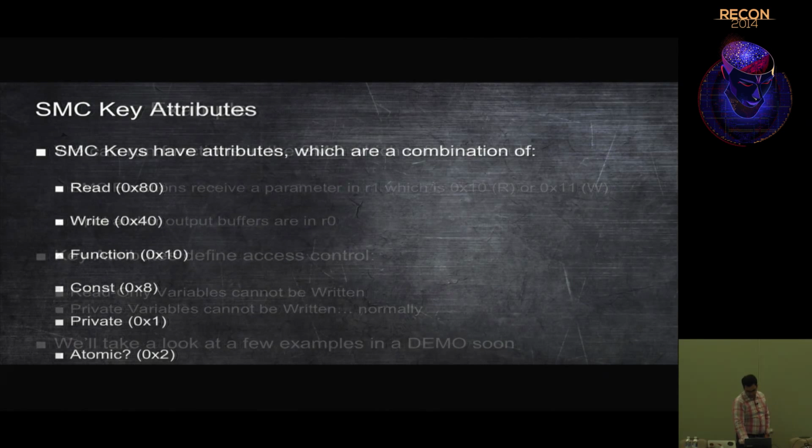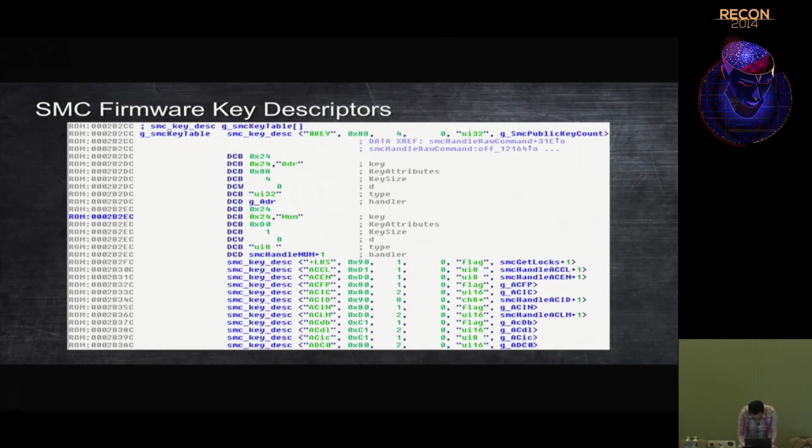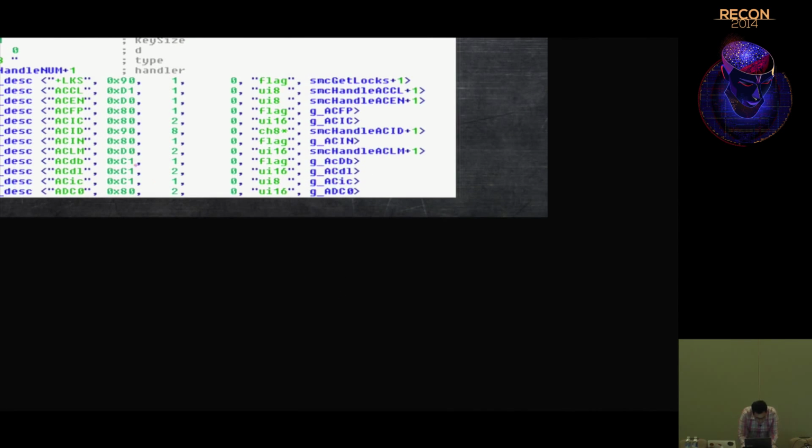Private is 1. So anything in the table that had 1 set, and I don't know if I have an example. Yep, there we go. So, for example, these keys over here have value 1 set in them, which means they're private. And when I was trying to read and write from these keys, I wasn't able to do that.